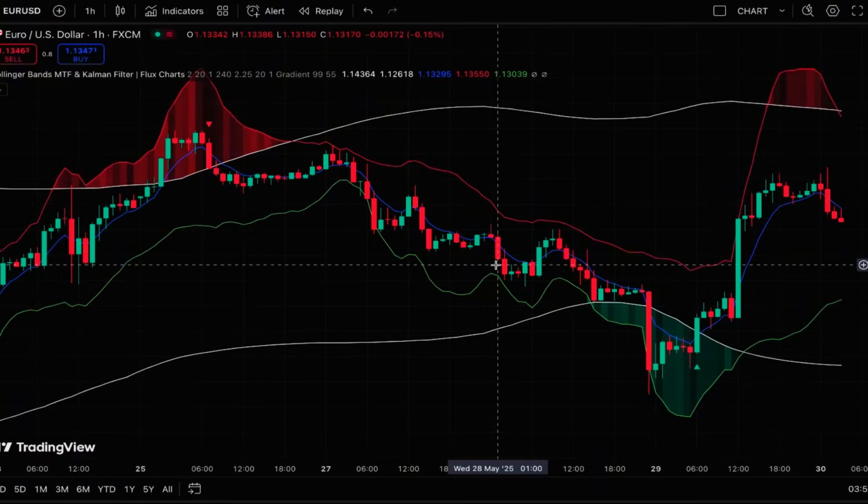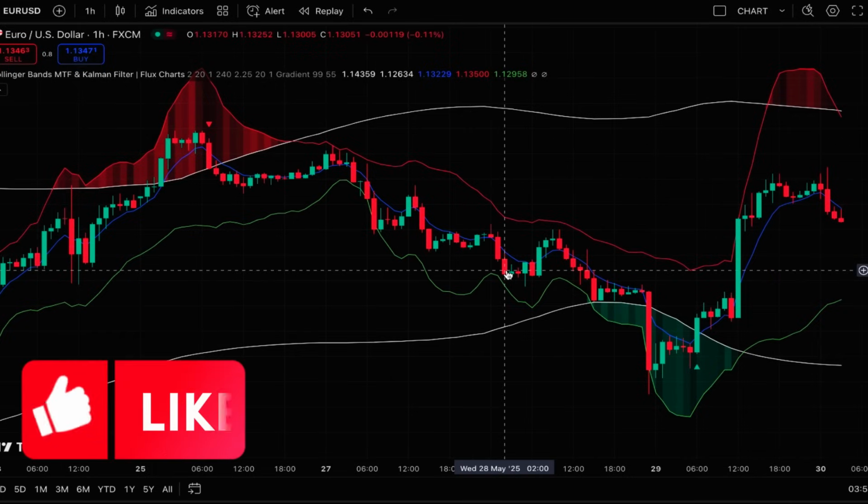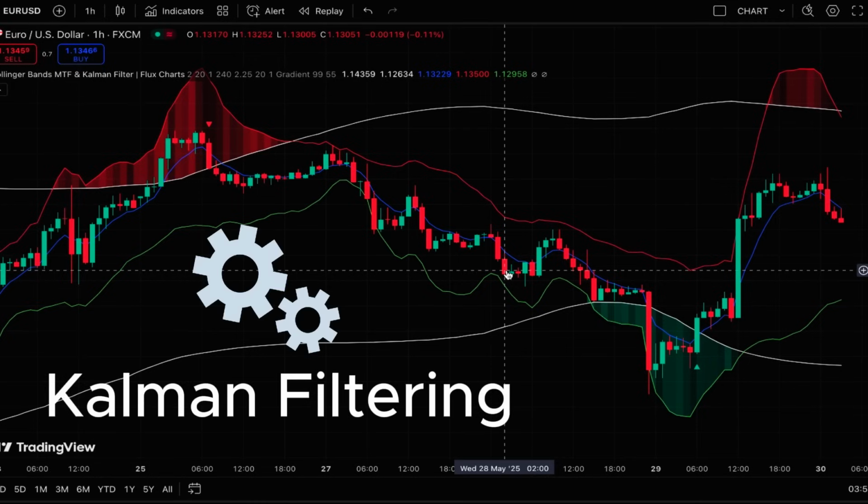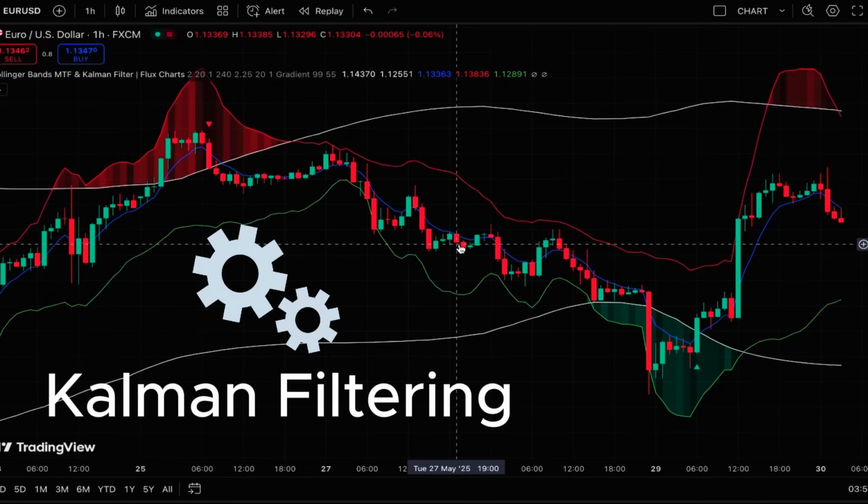Alright, getting back to this amazing indicator. So as I said, here we have two Bollinger Bands from two time frames, and this can help us to analyze volatility in two layers of shorter term and longer term. This indicator also applies Kalman filtering to this Bollinger Band, which is from the current time frame, and this helps to reduce noises and have a smoother Bollinger Bands on the chart.